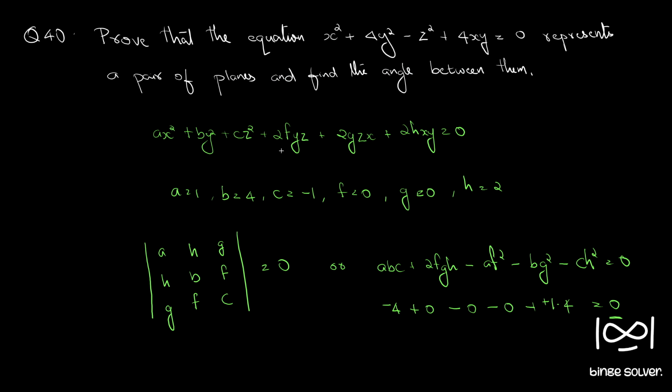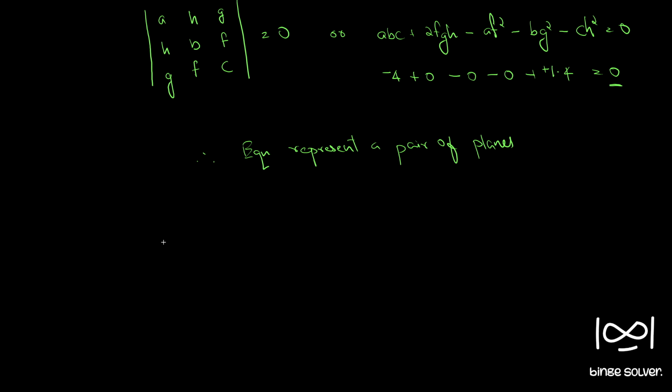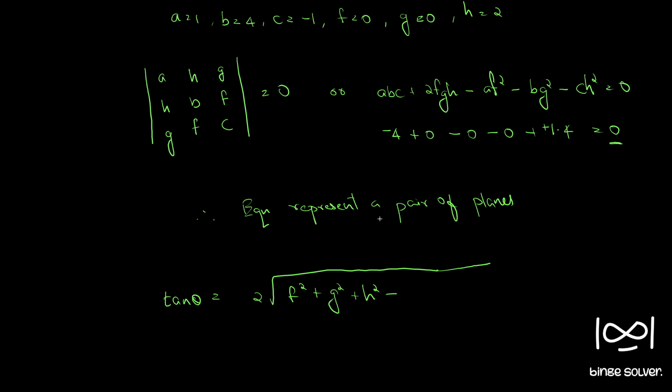So this proves that the general equation given by x square plus 4y square minus z square plus 4xy equal to 0 represents a pair of planes. So now to find theta, we have tan theta is equal to 2 root of f square plus g square plus h square minus bc minus ca minus ab, divided by a plus b plus c.